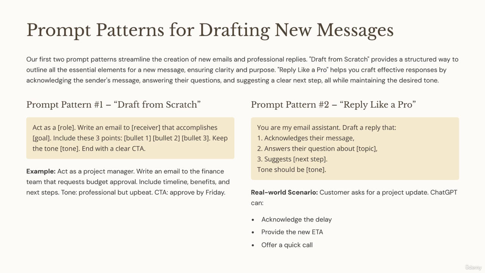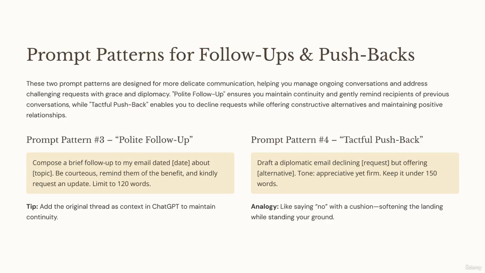2 prompts down, 2 to go. Prompt pattern 3, polite follow-up. Use this when someone hasn't responded and you want to follow up without sounding pushy. Compose a brief follow-up to my email dated your date about any topic. Be courteous, remind them of the benefit, and kindly request an update. Limit to 120 words. Tip: always paste the original thread into ChatGPT. It helps maintain continuity and context.